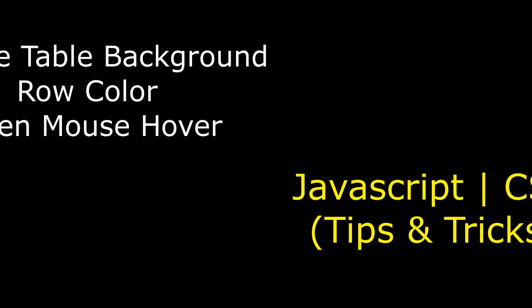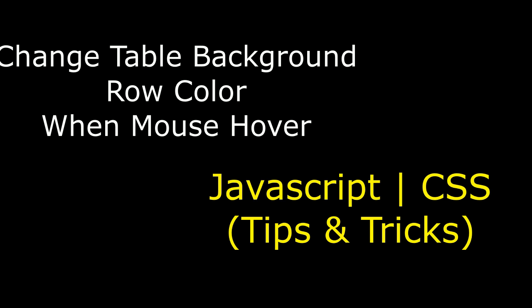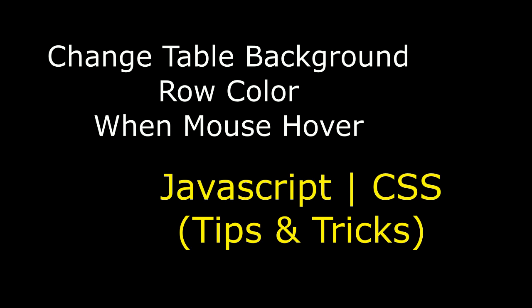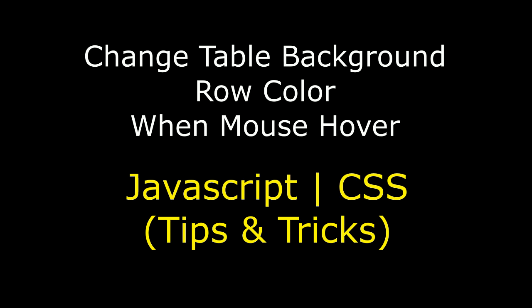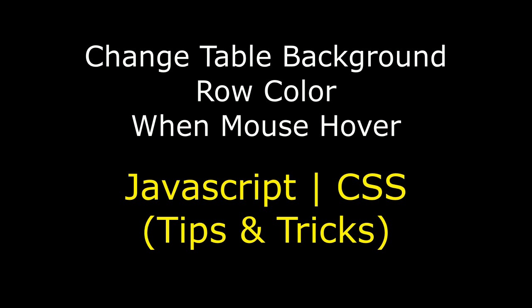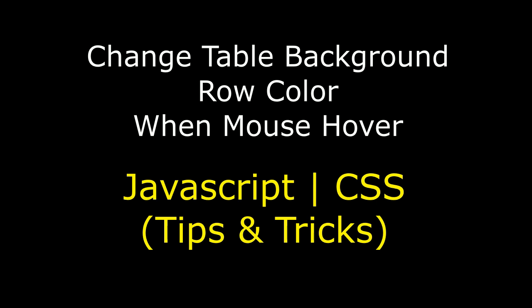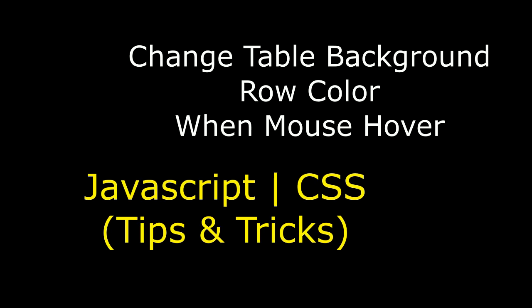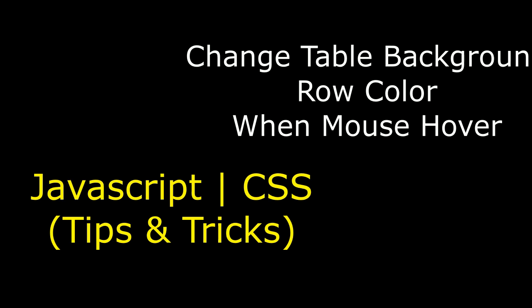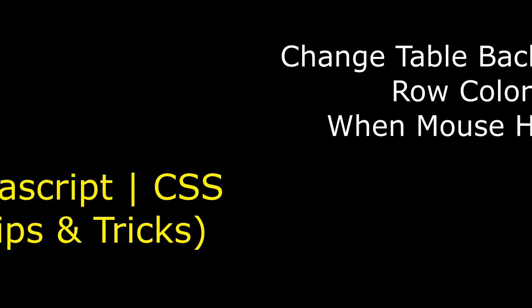This is Charan. Let's continue the JavaScript and CSS tips and tricks tutorial series. Now in this video tutorial I will show you how to change the background color of a table row when the mouse is over it, dynamically, from a user-selected color from the drop down list. For that I am using CSS and JavaScript code. So let's start the tutorial.